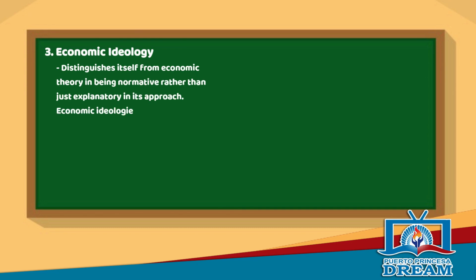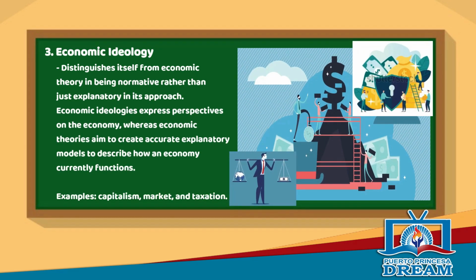Number 3, economic ideology, distinguishes itself from economic theory in being normative rather than just explanatory in its approach. Economic ideologies express perspectives on the economy, whereas economic theories aim to create accurate explanatory models to describe how an economy currently functions. Examples: capitalism, market, and taxation.